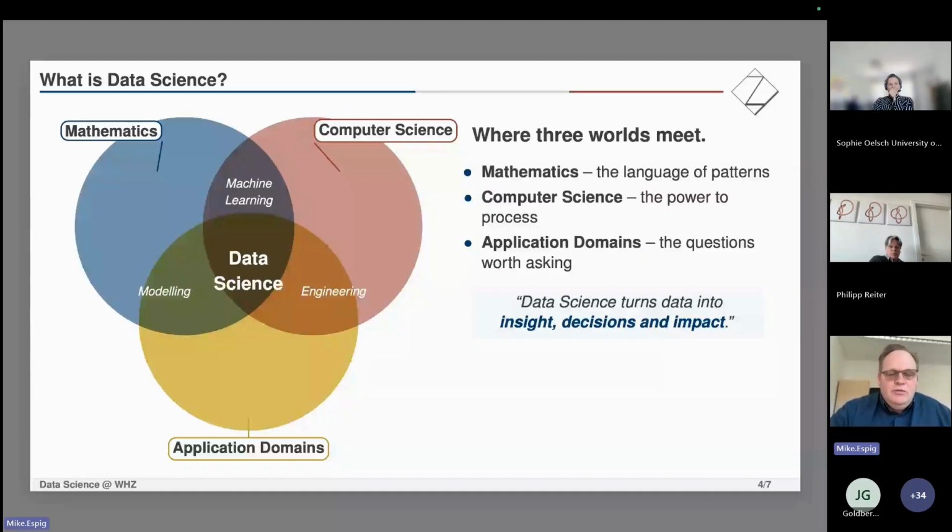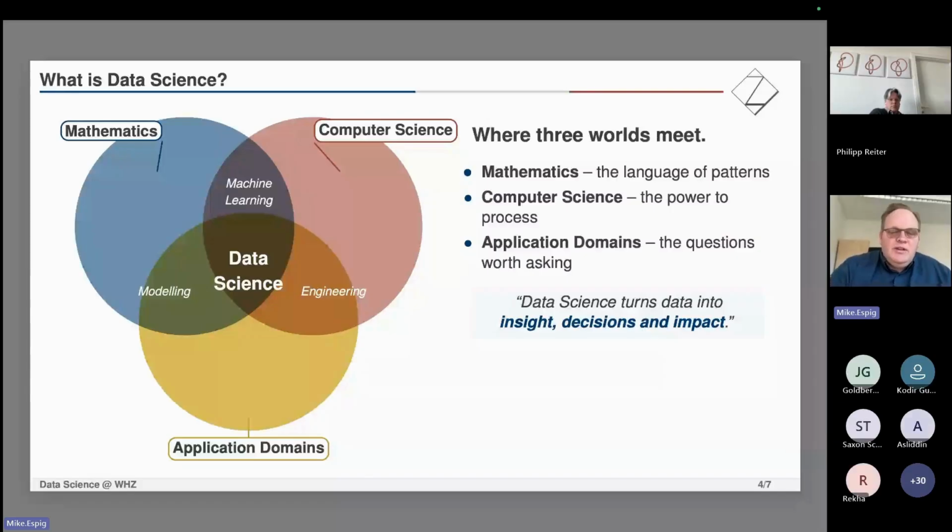The second circle is the world of computer science. The power of processing: programming, algorithms, databases, big data, and systems. This is how we make computers actually do something with the data. The last circle is the world of application domain. The questions worth asking. This can be medicine, mobility, retail, industry, finance, and many more fields where data is collected.